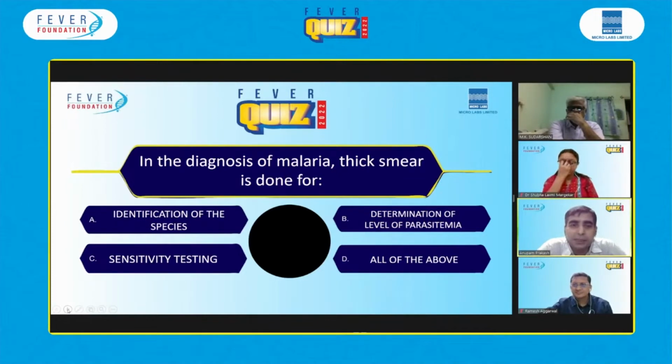So the correct answer is, you have two types, thick smear and thin smear. So I always remember it. Thick smear is identification of the parasite because you have thick. So you have more blood on the slide. So it will help you identify the parasite.